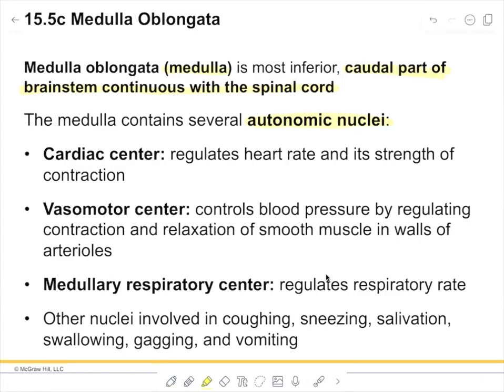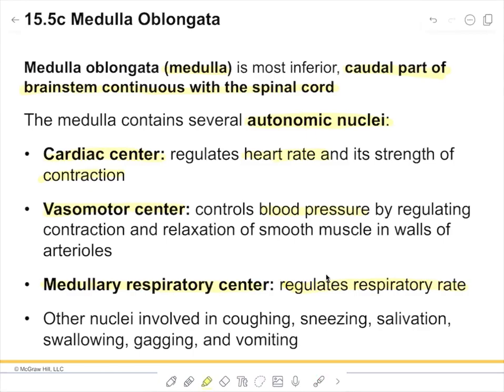For example, the cardiac center regulates heart rate and its strength of contraction. The vasomotor center controls blood pressure by regulating contraction and relaxation, as well as the medullary respiratory center, which regulates respiratory rate. So this respiratory center regulates respiratory rate, and then the pons is going to modify that respiration.